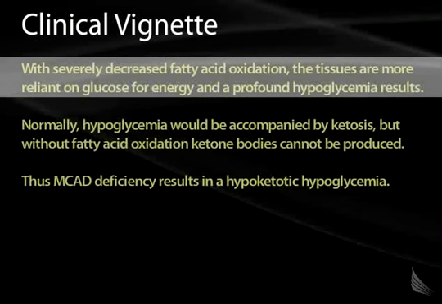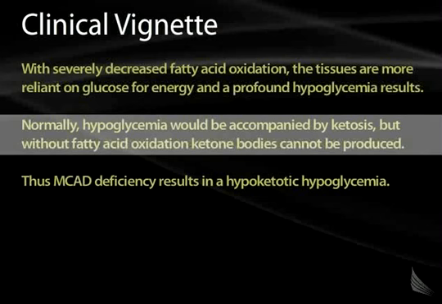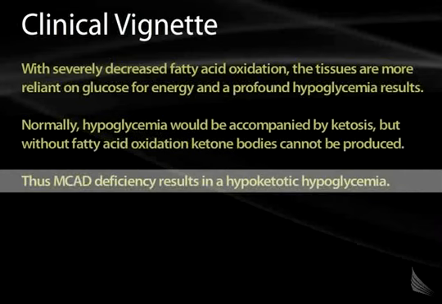With the severely decreased fatty acid oxidation, the tissues are more reliant upon glucose for energy, and a profound hypoglycemia results. This is particularly true for the central nervous system, which relies upon glucose for energy. Normally, the hypoglycemia would be accompanied by ketosis, and this would help the brain continue to function even in the face of hypoglycemia. But without fatty acid oxidation, the acetyl-CoA necessary for producing ketone bodies can't be produced. And so what you end up with is a hypoketotic hypoglycemia.